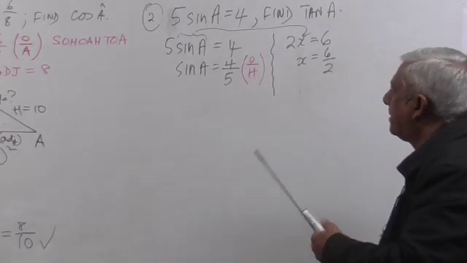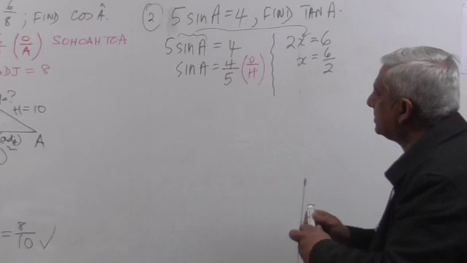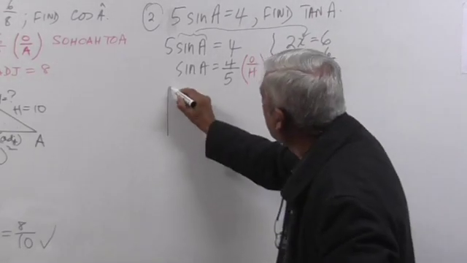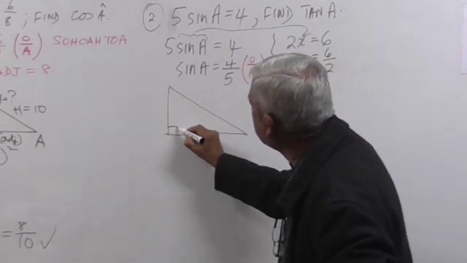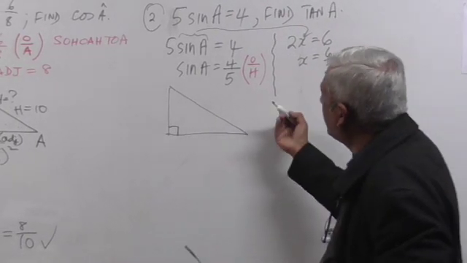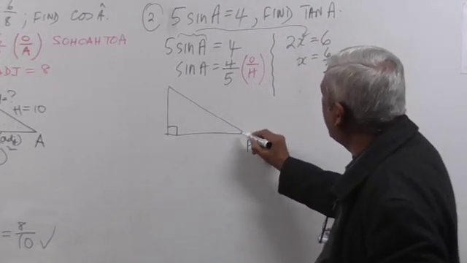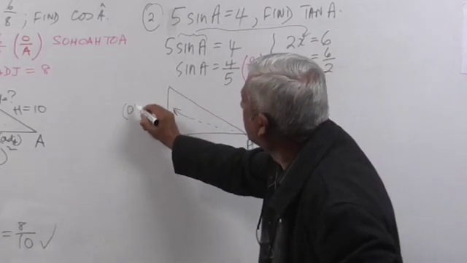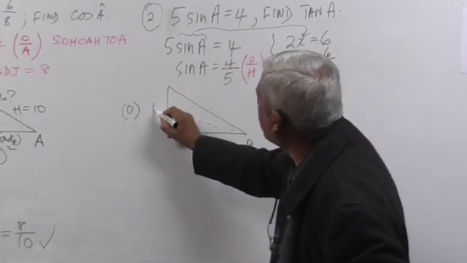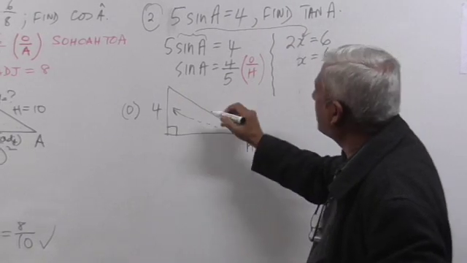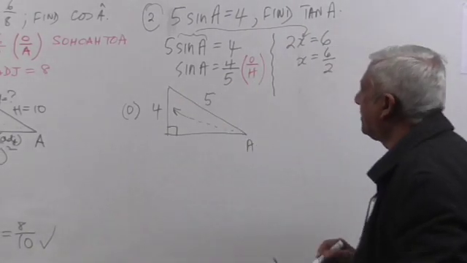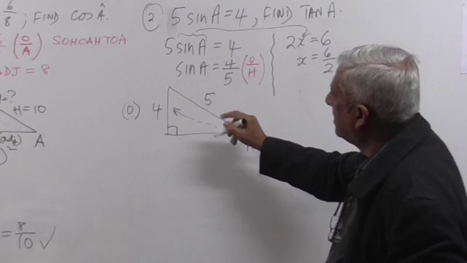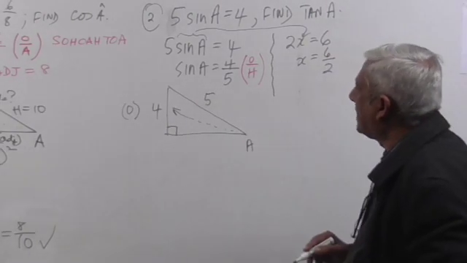Now we draw the diagram. And you can put A anywhere you like. Suppose you put A here. Then that's the opposite side. The opposite side is 4. The hypotenuse is 5. You have to put it in the right place. This is the hypotenuse.